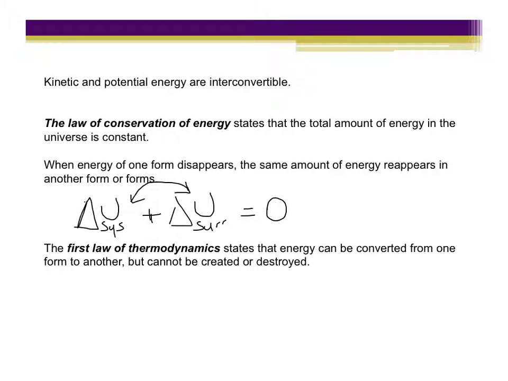And so, the first law of thermodynamics then states that energy can be converted from one form to the other, but not created or destroyed. And our mathematical representation tells us that as we lose heat or work or a sum of the two, as we change the internal energy in the system, then an equal and opposite change of internal energy is occurring in the surroundings.